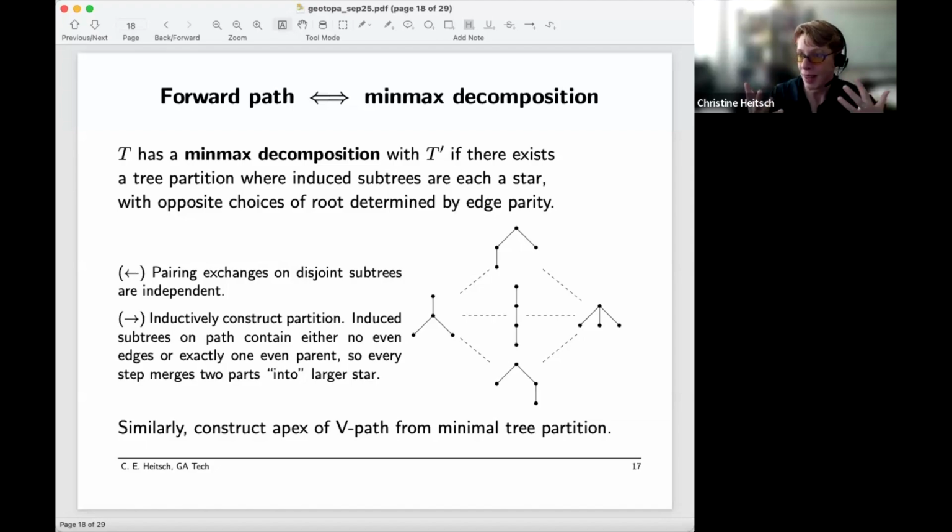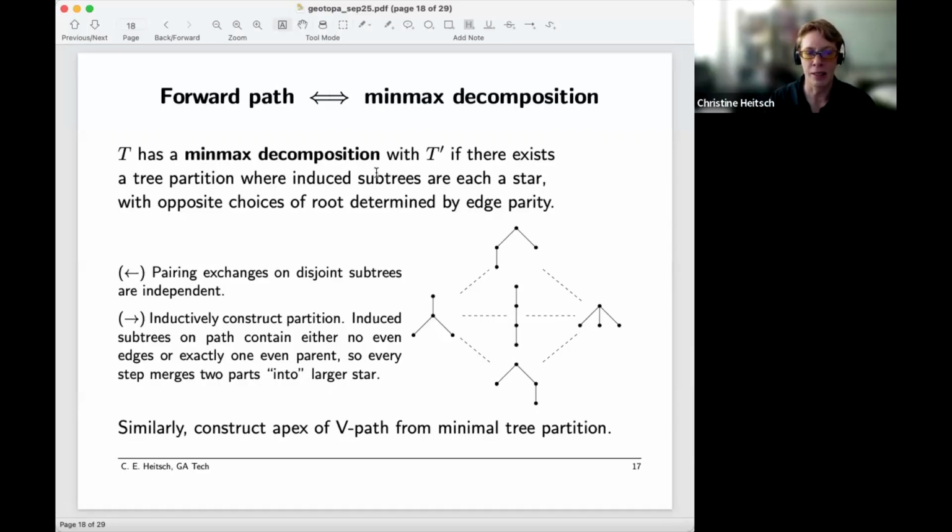So once we have this idea of partitioning according to the trees, that allows us to exactly characterize the forward paths. So I'm going to say that T has a min-max decomposition with T prime, meaning there is a forward path, and I'm going to claim that's equivalent to T having a forward path to T prime exactly when there is a tree partition for those 2, where the induced subtrees are each a star tree. And then the choice of the root depends on the edge parity.